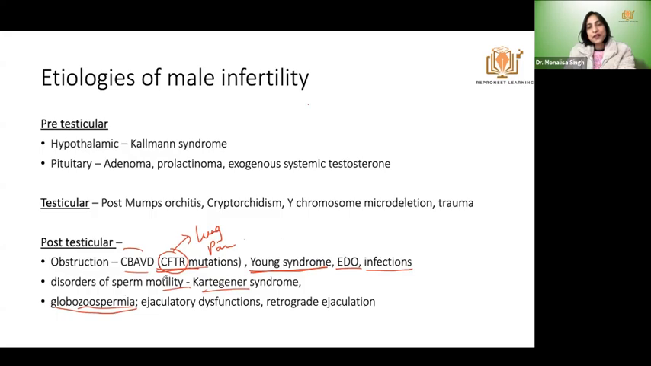Globozoospermia is where the sperm lack the acrosomal cap that's there on the spermatozoa, and as a result of which they're not able to fertilize the oocyte. Ejaculatory dysfunctions and retrograde ejaculations. These are post-testicular. In all of these conditions, hormone levels will be normal.